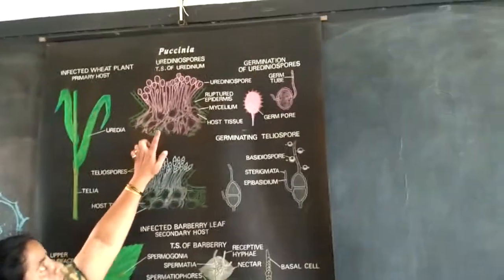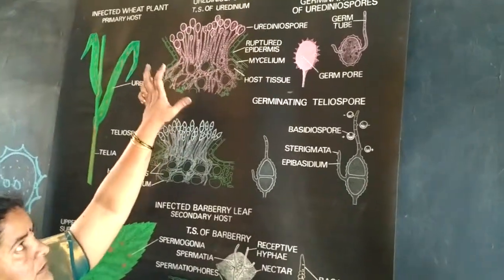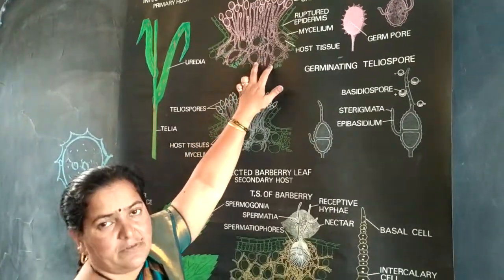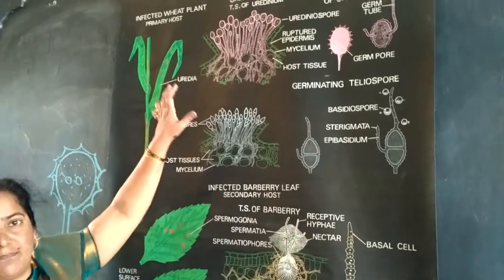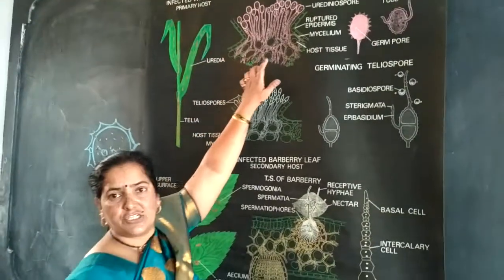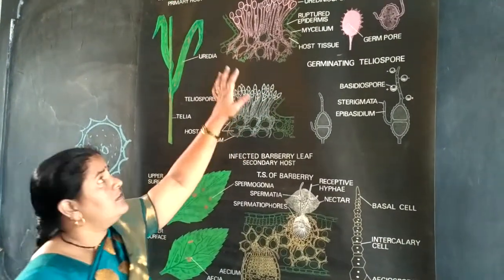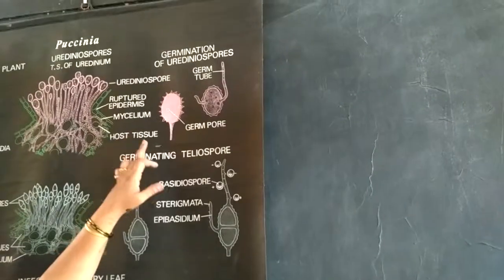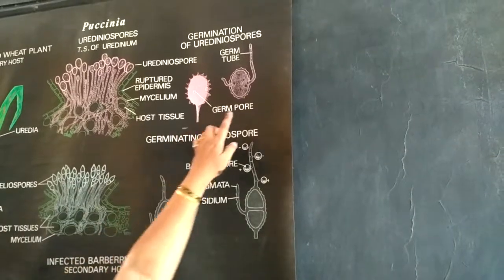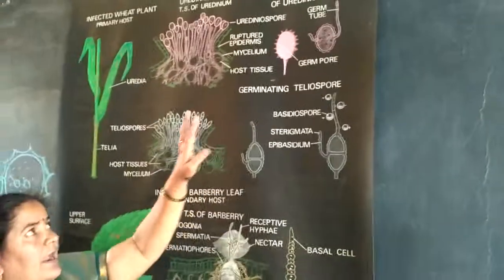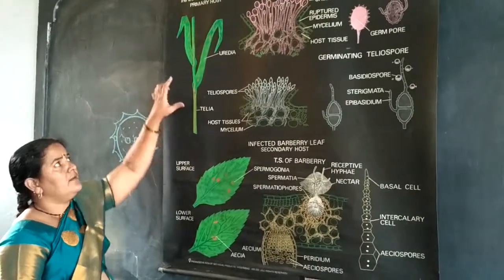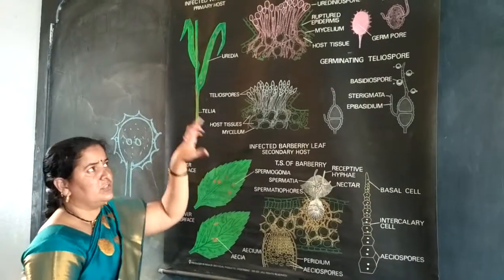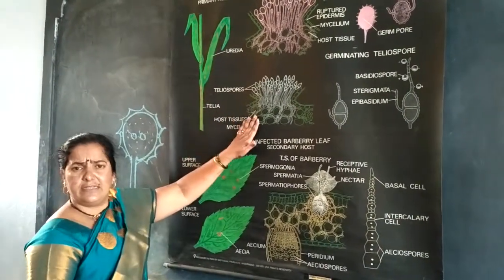When these urediospores occur in a group, they come outside by rupturing the epidermis of the leaf. That structure is called a uredial pustule. This uredial pustule is orange in color. After maturation, the urediospores are liberated outside and germinate. Germ tubes come out from the germ pores, and when these urediospores come in contact with the leaf of the primary host in favorable climatic conditions, they germinate and produce the telial stage.